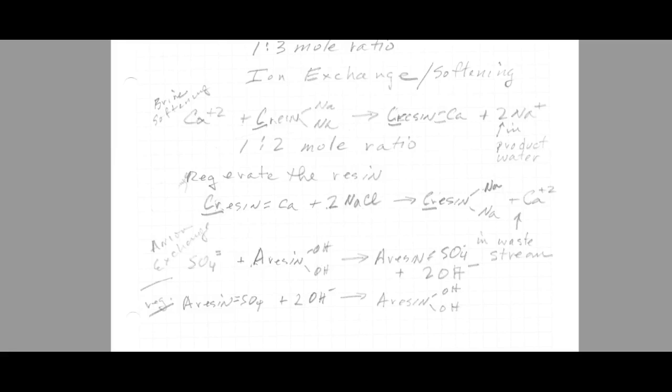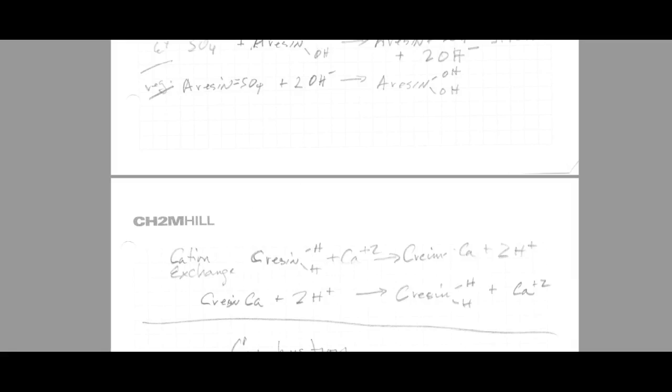And in the regeneration, you take the resin that is loaded with the sulfate, expose it to high concentrations of hydroxide ions, usually sodium hydroxide, and you regenerate the resin, and then the sulfate goes to the waste. So for the cation exchange, usually you're taking out the calcium and the magnesium, but also in ion exchange you can be taking out the sodium ions. So that is different from the softening.